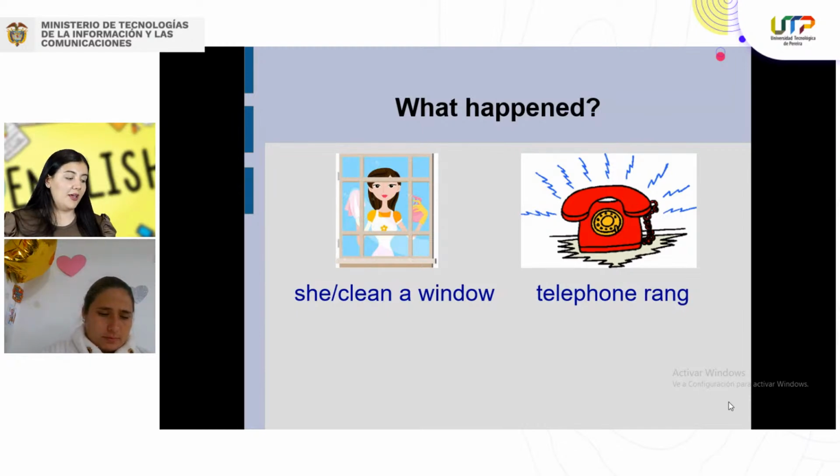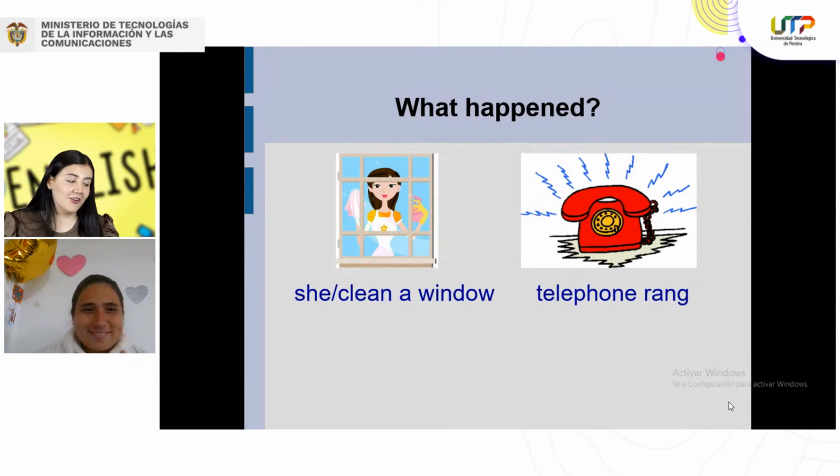Entonces vamos a ver muy bien, Isabela, el teléfono. Vamos a ver entonces cómo queda. Recuerden que dijimos que la acción que interrumpe debe estar en pasado simple. Y la acción que estaba sucediendo debe estar en pasado continuo. ¿Cómo quedaría entonces? I can see Olga Torres, you just wrote an example. Yes. Teacher, can you read it for me, please? Yes, of course. Olga said she was cleaning a window when the telephone rang.